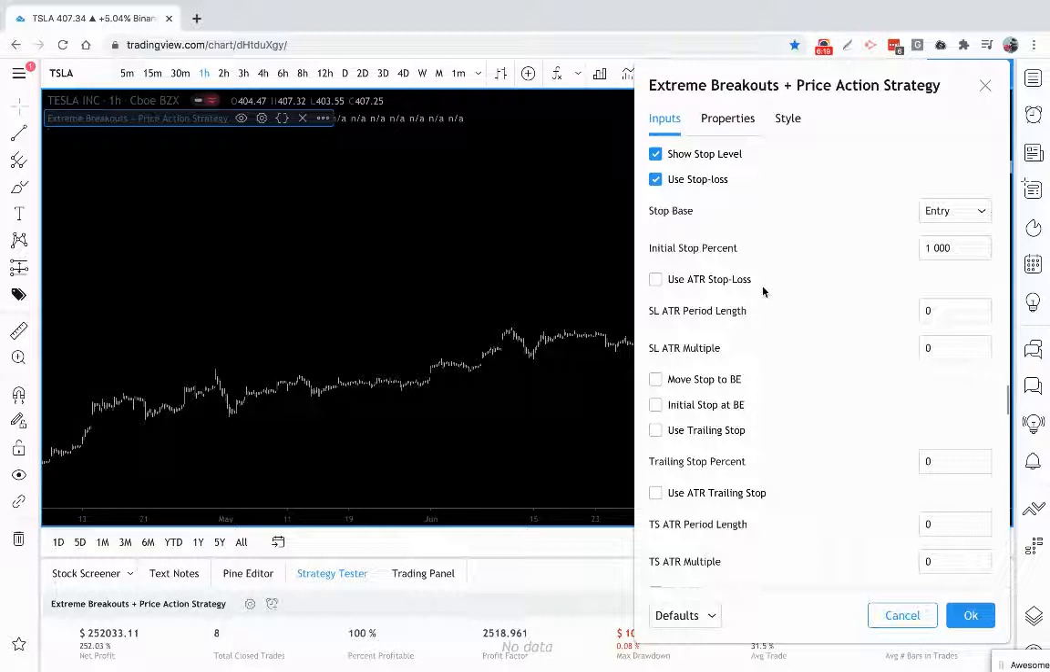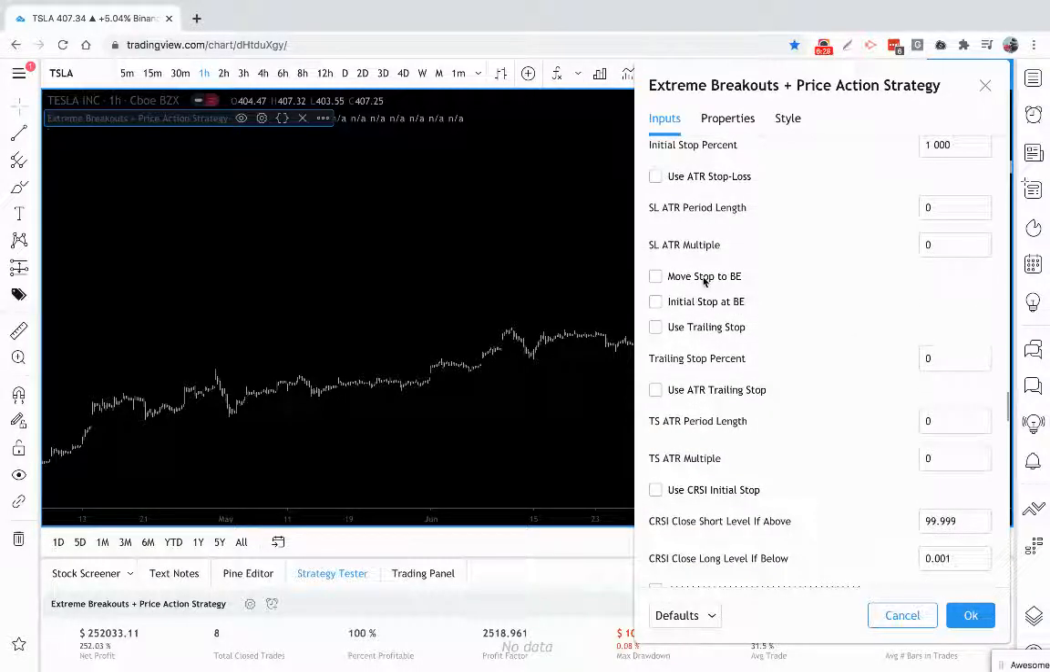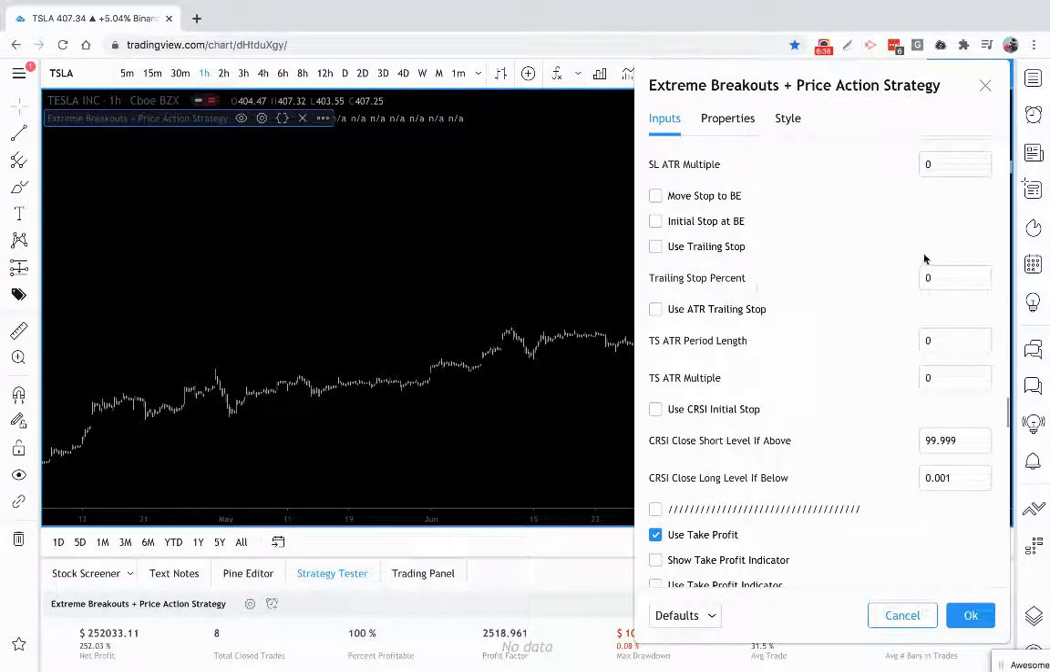If you don't want to use a fixed stop loss, you could use an average true range stop loss, and you can adjust that here with the period, look back, and your multiple. If you want to set your stop loss to break even as soon as you enter your trade, you can do that. If you want to move your stop loss to break even after you get in a profit, you can do that. You can also set trailing stops by percent.